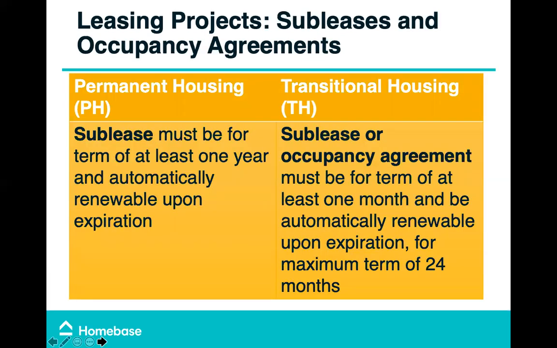In transitional housing, a sublease or occupancy agreement only needs to be for a term of at least 1 month and automatically renew for up to 24 months. Whereas in permanent housing, so PSH or rapid rehousing, a sublease must be for a term of at least 1 year and automatically renew. Again, I'll add an asterisk here that in response to COVID-19, HUD has made available a temporary waiver on the 1-year lease requirement for permanent supportive housing participants. Again, this is being recorded on June 25th, and you'll want to check with your agency lead on whether your program is using this waiver.